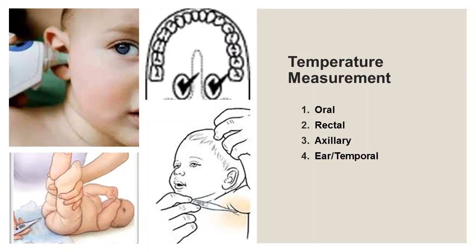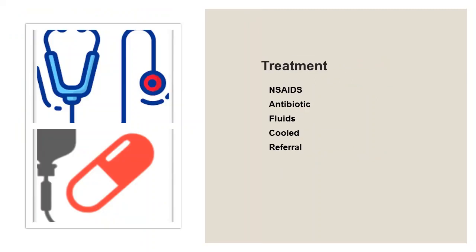Additional measurement sites are in the ear canal. Tympanic ear thermometers may give slightly higher readings and the average temperature is around 99.5 degrees Fahrenheit. This type of method is ideal for small children. Temporal measurements are closer to true core body temperature.